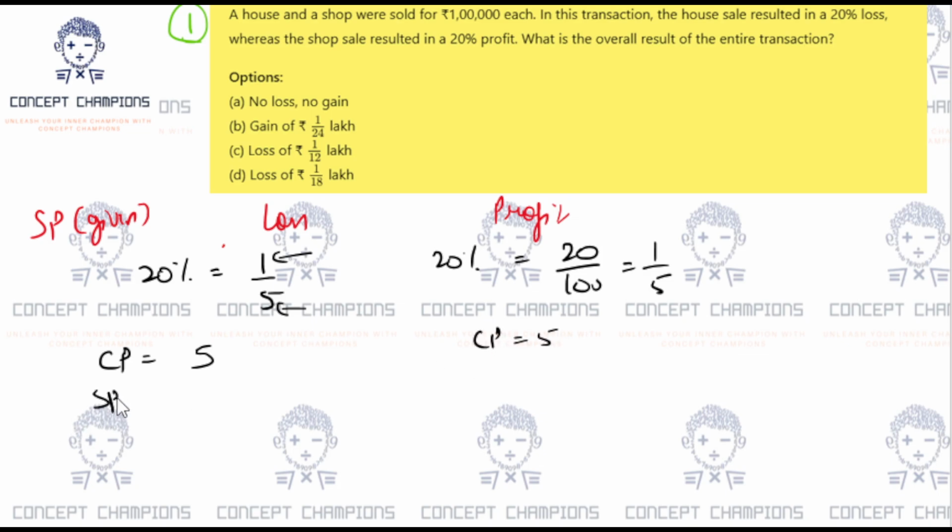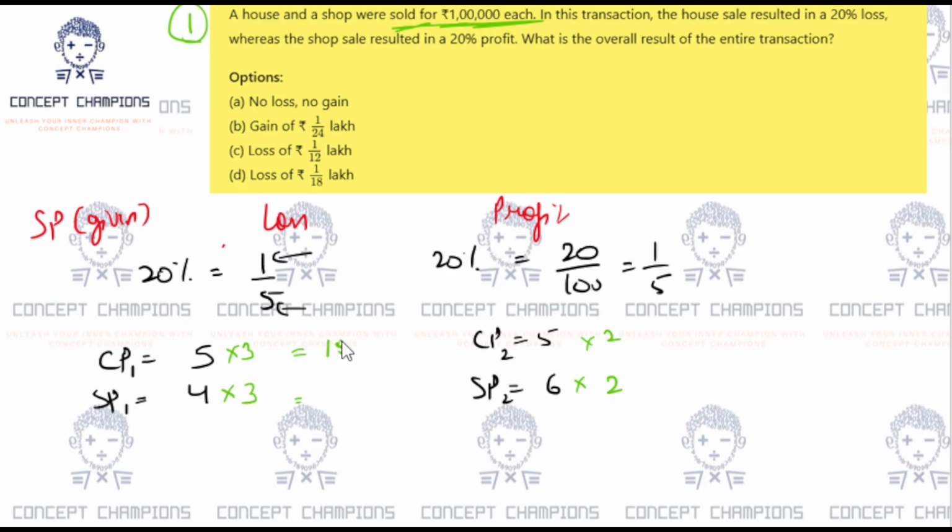Now the important point about SP: the SP will become 5 minus 1, that is 4, and in this case SP will become 6. For no confusion, let's write CP1, SP1, CP2, SP2. As per the question, each selling price is the same, so I need to make them the same. If I multiply this equation with 3, I have to multiply the other with 2 also, so that the ratio doesn't get disturbed.